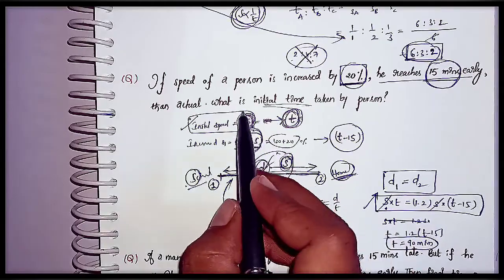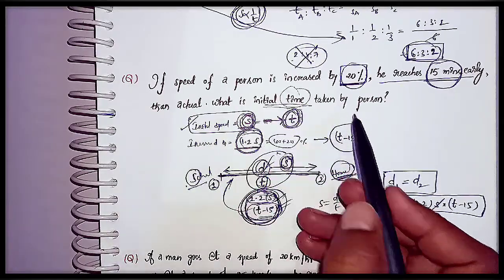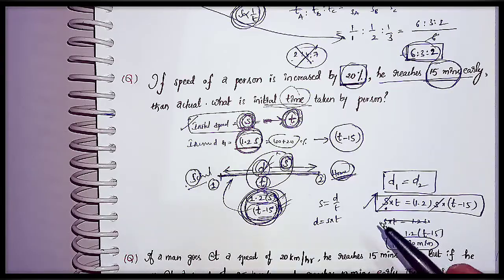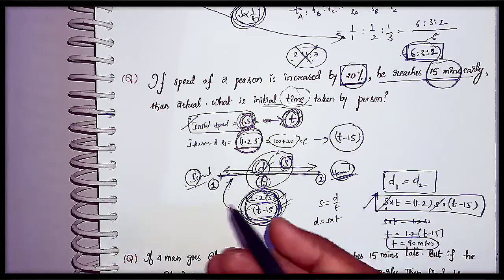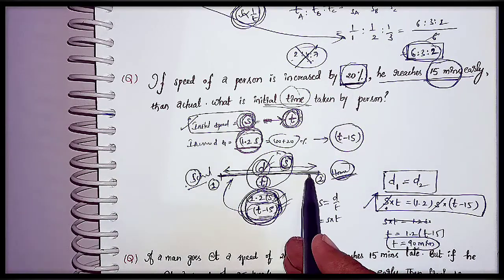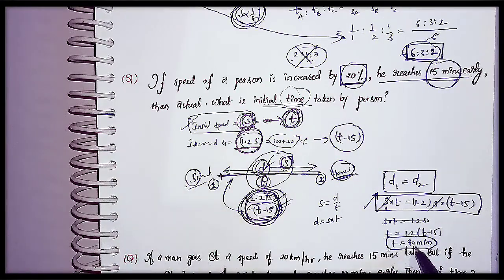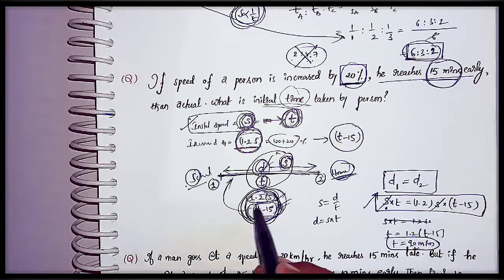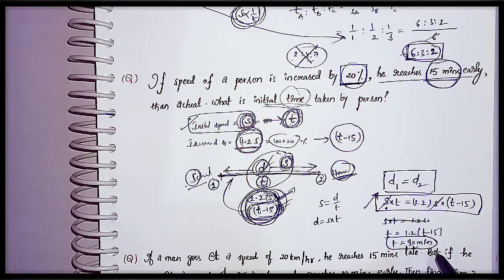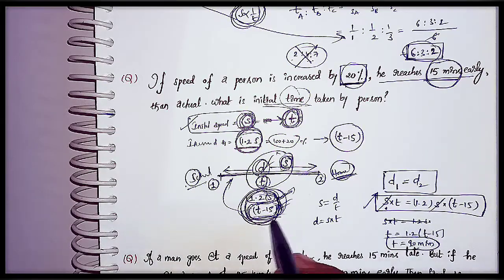Now what is asked? What is the initial time asked? The initial time is t, that is 90 minutes. If he asks for the revised time, that is, after increasing the speed, what is the time taken to cover the distance, then we have to subtract 15 from this 90. Yes or no? Because he is taking less time with the speed of 1.2 s. So at that time we will get 75 minutes, that is the time t minus 15.